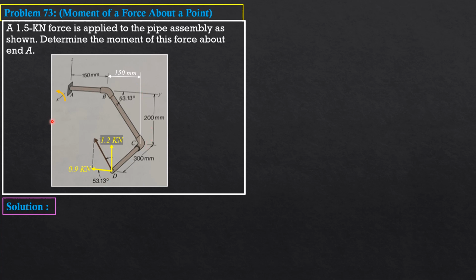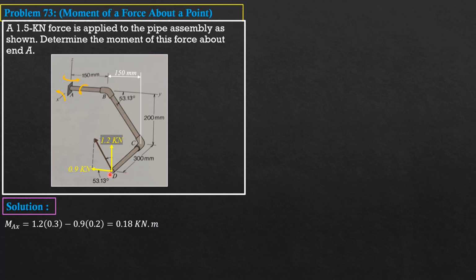So this is the positive sense of moment about AX, positive sense of moment about AY, and positive sense of moment about AZ. So if we look at the figure, only 1.2 is positive and 0.9 is negative. It is opposite to that sense. So 1.2, the moment arm is 0.3, 150 plus 150 or 300 mm or 0.3. Then minus 0.9, this distance is 200 mm or 0.2. So MAX is 1.2 times 0.3 minus 0.9 times 0.2. And it is 0.18 kilonewton meter.